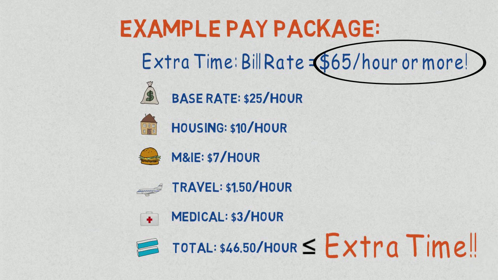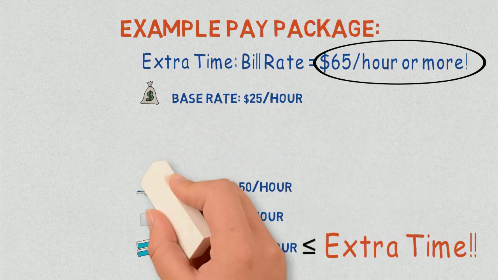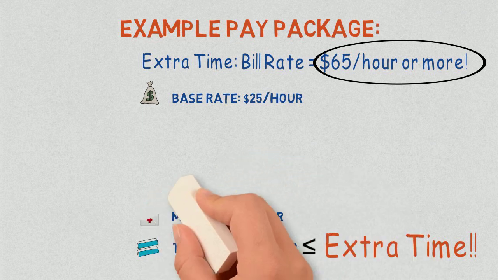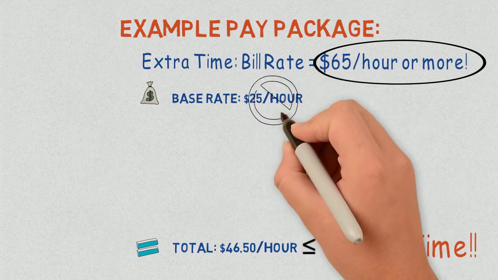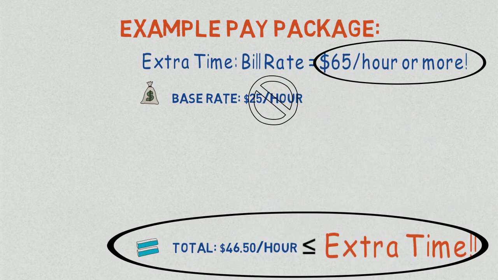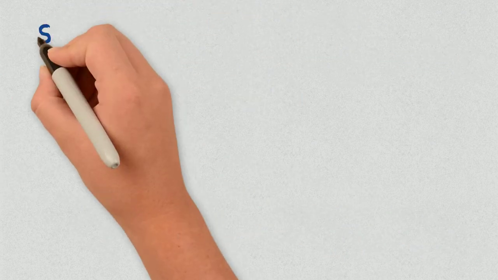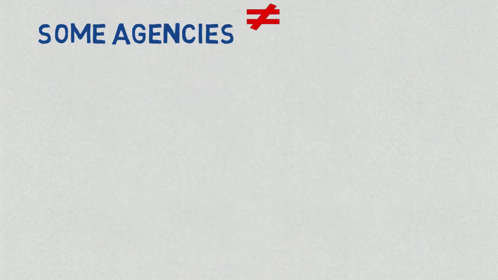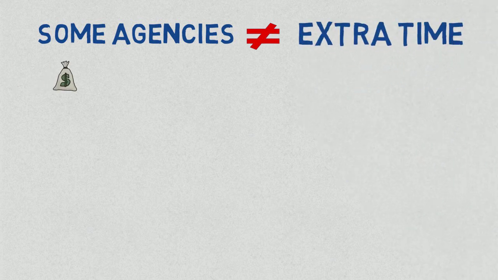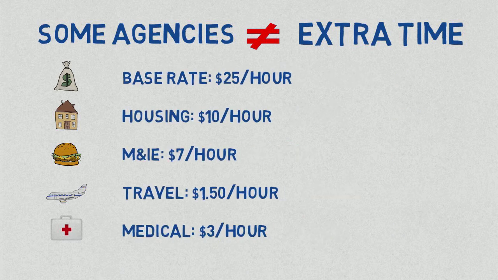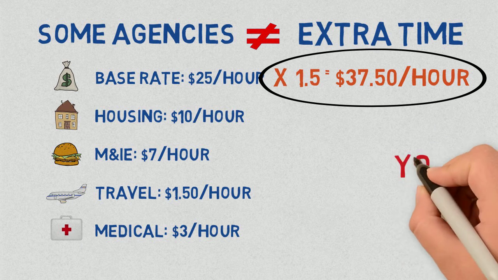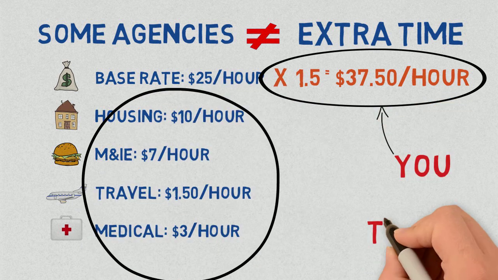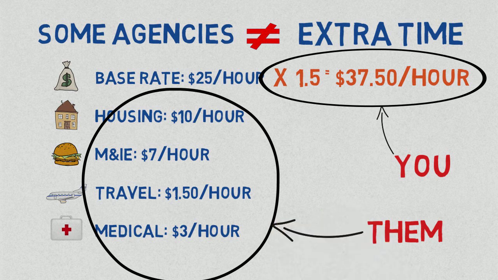Why? Because once you've worked your contracted hours, the agency has paid for all of the static variables like housing, medical coverage, travel expenses, and the meals and incidental expenditure stipend. So your goal is to make sure that you're getting full value for your extra time. Now, you will find that some agencies adhere strictly to the overtime laws when paying extra time. These agencies will only pay you the base rate or time and a half of your base rate for the extra time that you work. This means they're keeping a much larger percentage of the bill rate and you're getting less.